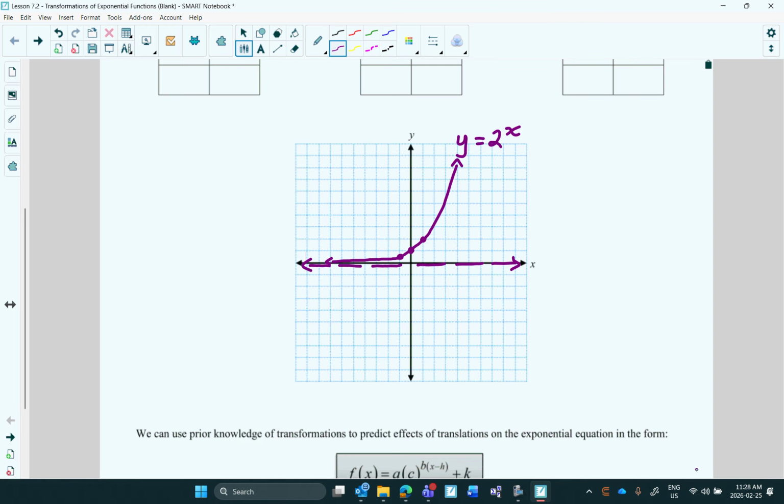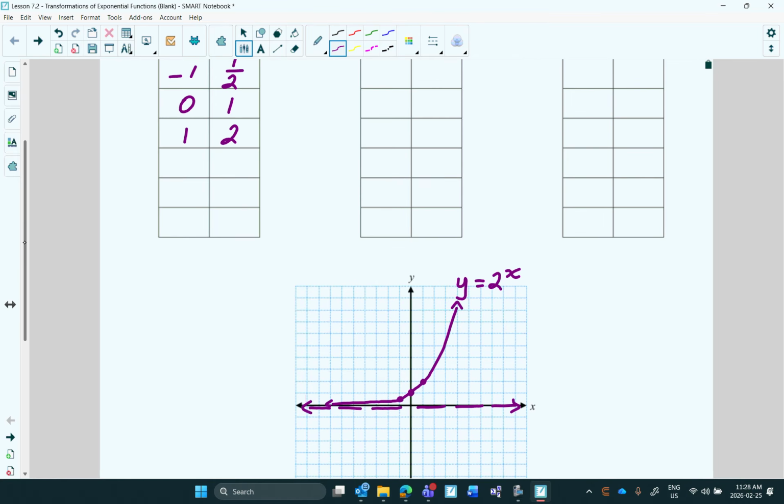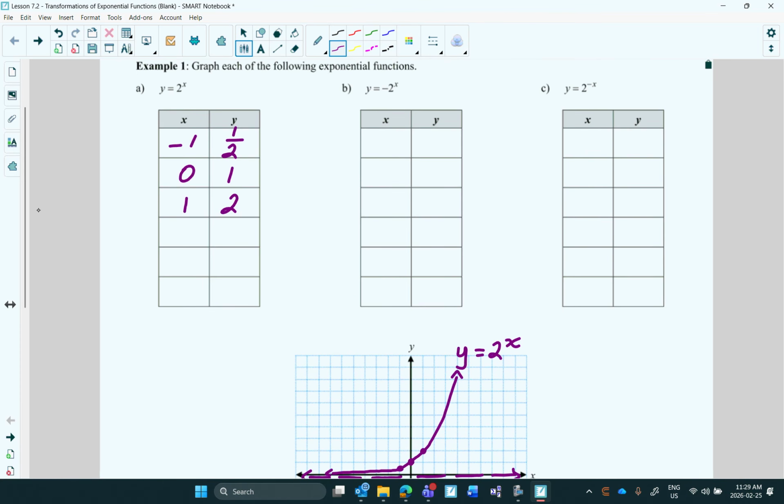Well, we can do a table of values for the next two functions above. I put a table there, but perhaps we don't need to, if you remember how to transform functions. When there's a negative in front of the function, what does that mean? Yeah, flip it vertically. Flip it over the x-axis.